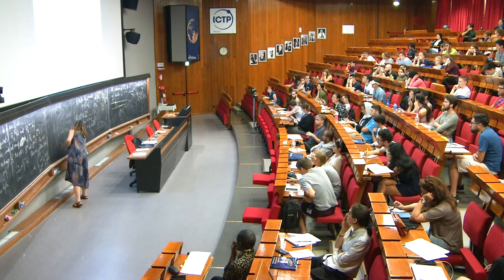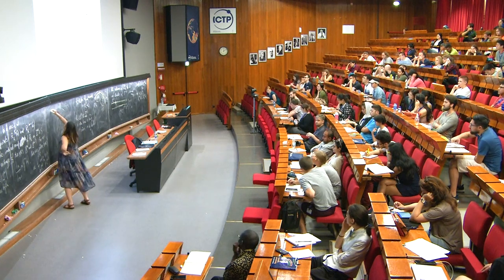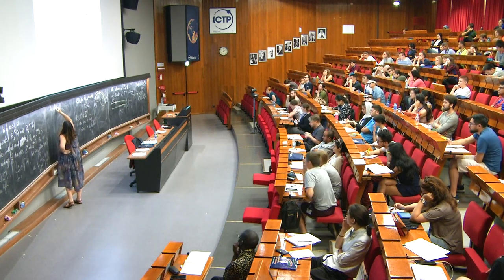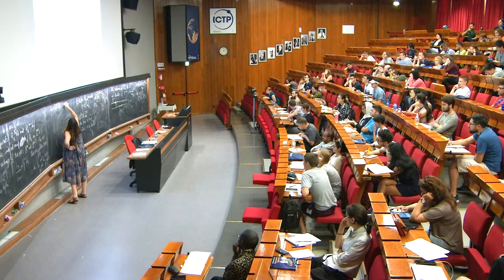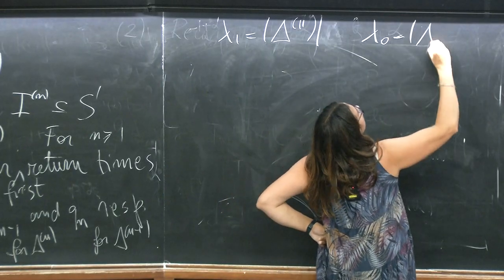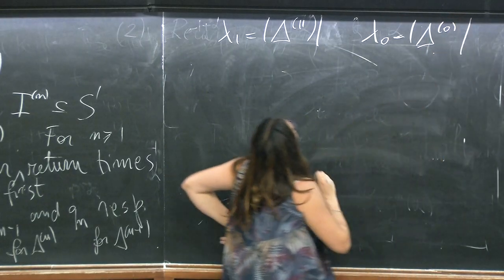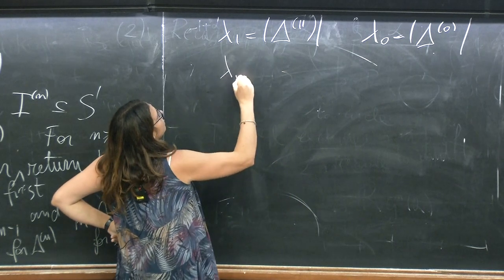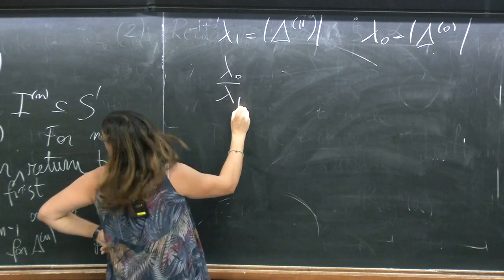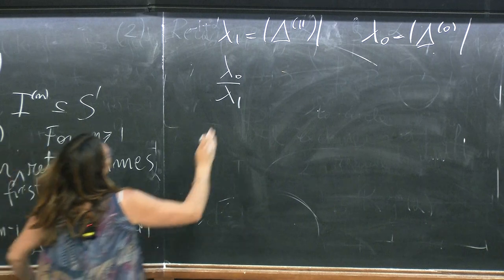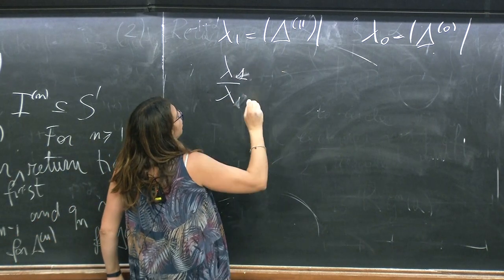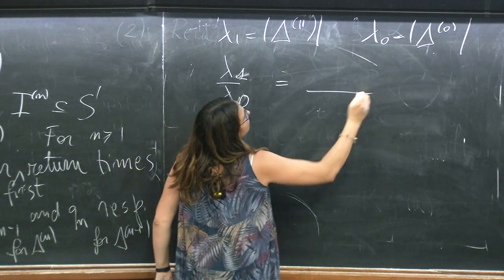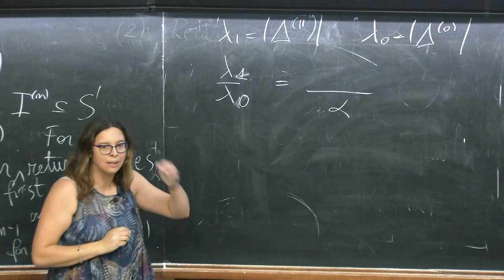So let's look at, I'm going to go back to the first step. Lambda 1 was the length of delta 1, and lambda 0 is the length of delta 0. What is the ratio? So lambda 0 over lambda 1, what do I want to prove? Lambda 1 over lambda 0, I want lambda 1 over lambda 0. So lambda 0 is alpha, is length alpha.